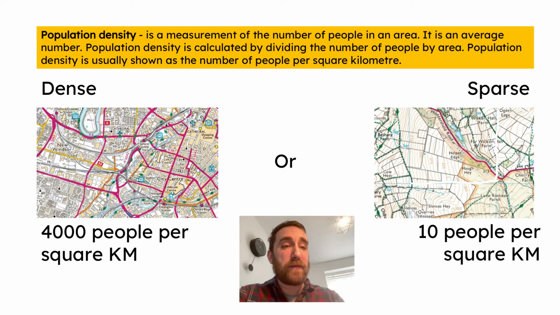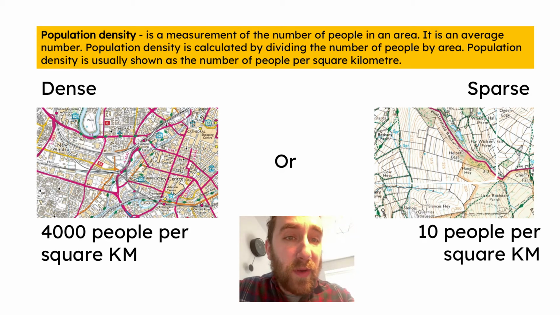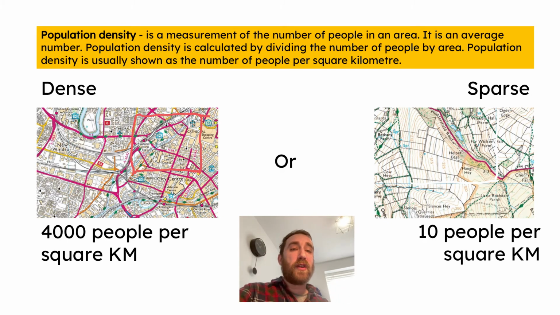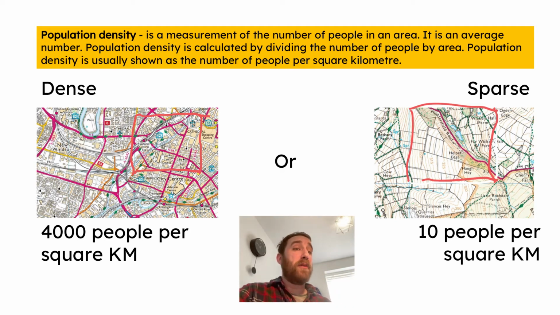So that's a sparsely populated area. As you can see, when something is densely populated, there's a lot of people per square kilometre. 4,000 in just a box. So if you look here, the grid reference box here, that's 1 square kilometre. Roughly 4,000 people live in that square kilometre. Whereas over here, roughly 10 people live in that square kilometre.